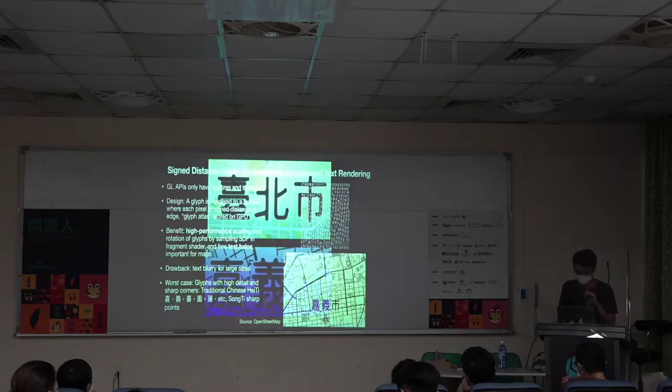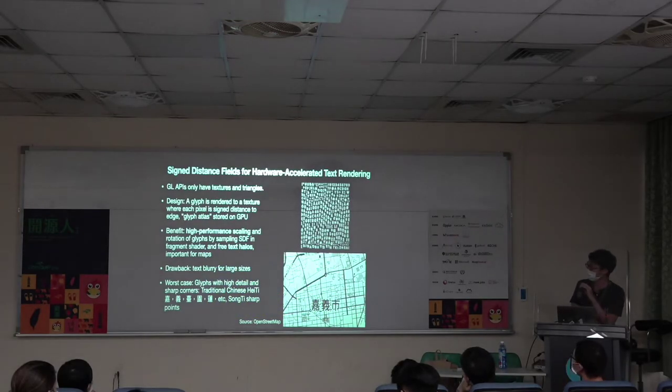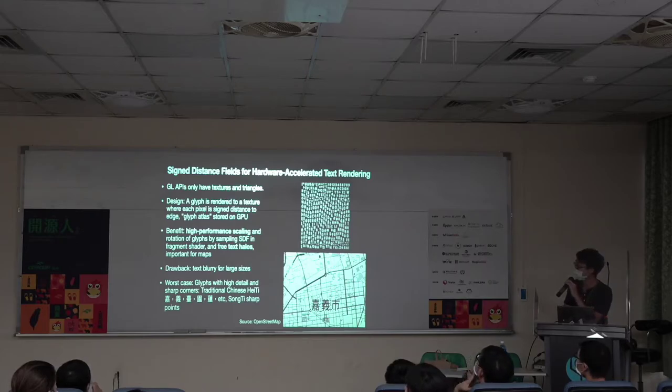So why is this? In particular, the Mapbox GL library uses a technique called signed distance fields. The reason behind this is that a hardware-accelerated API only knows about two things. It knows about textures and it knows about triangles. So the way they render text is to generate a bitmap called a signed distance field, where each pixel stores the distance to the edge of the glyph. That's stored as a texture on the GPU, and it's sampled in a shader in order to render text.